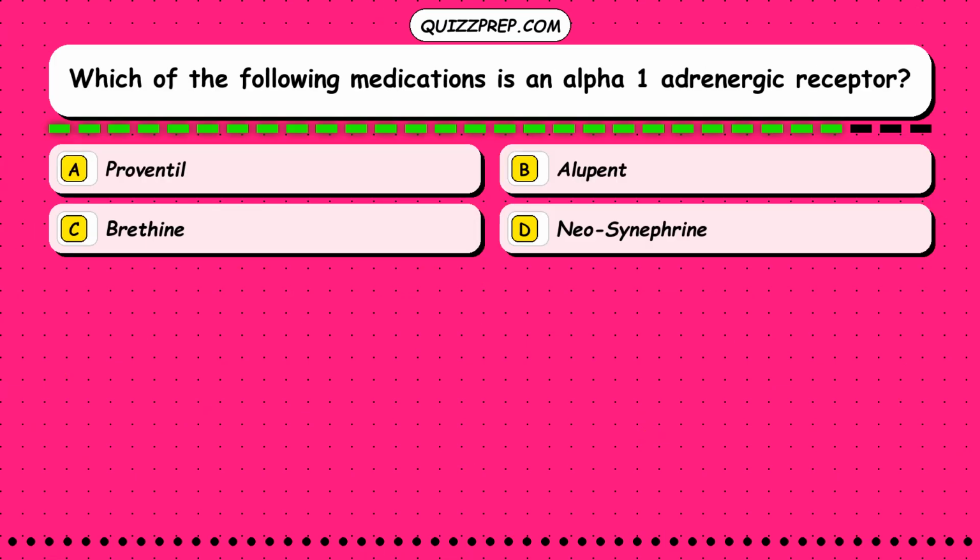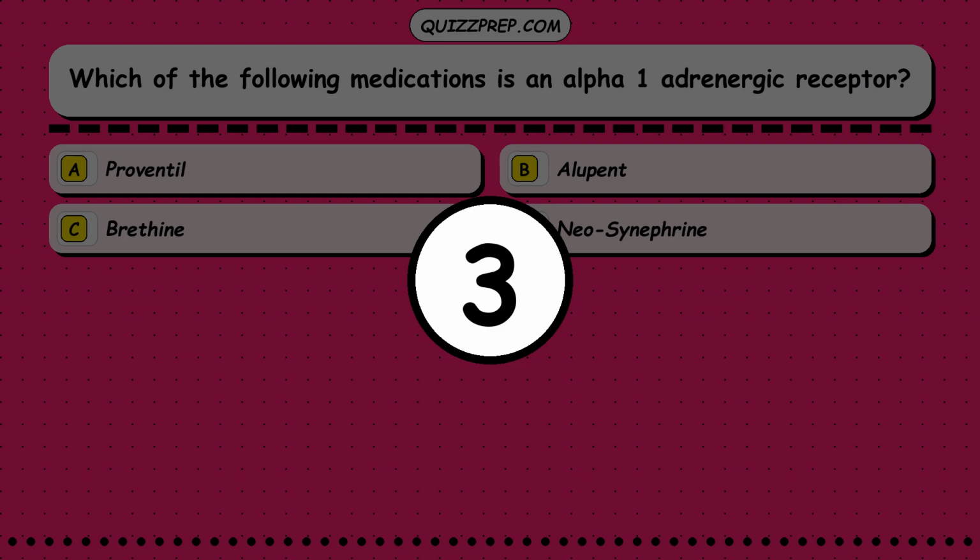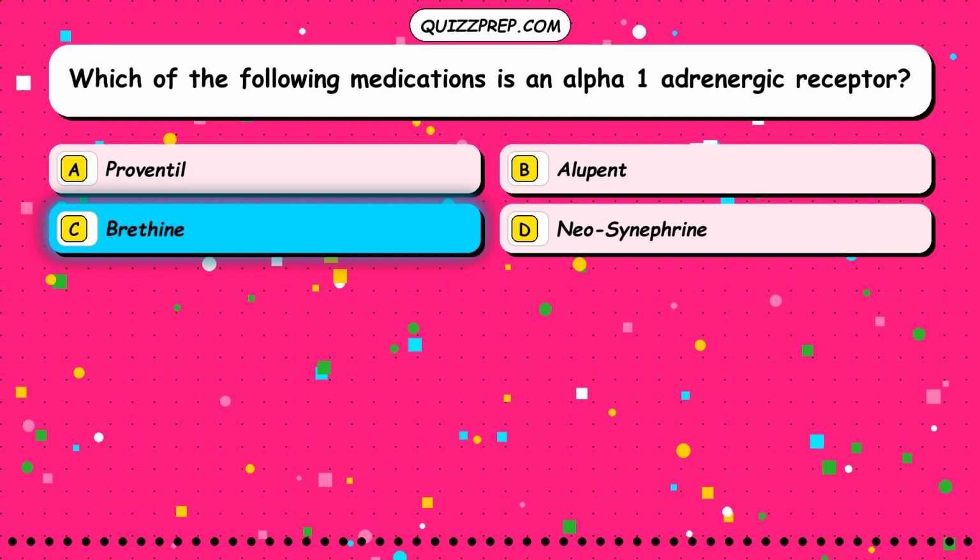Question 160. Which of the following medications is an alpha-1 adrenergic receptor agonist? Option A, Prevental. Option B, Haluprant. Option C, Brethine. Option D, Neosynephrine. The correct answer is option C, Brethine.